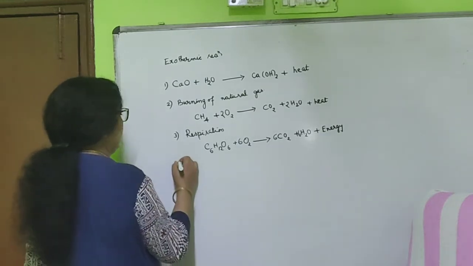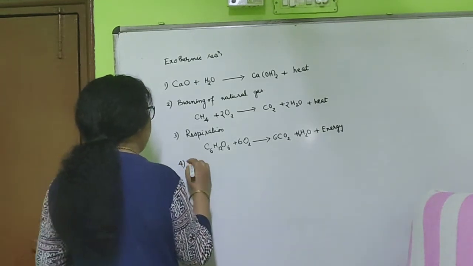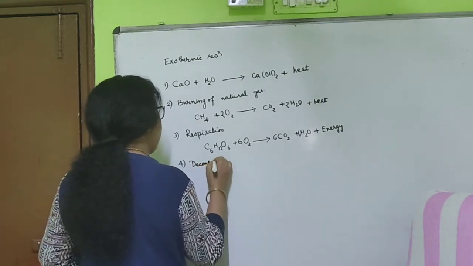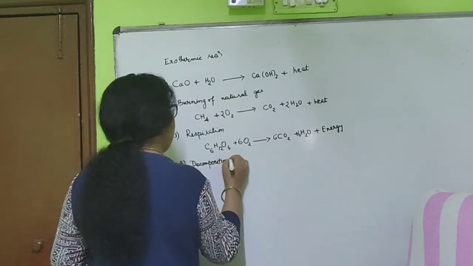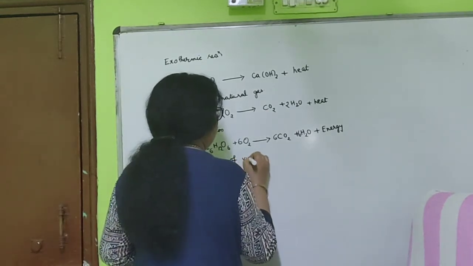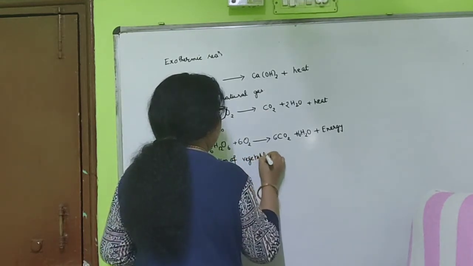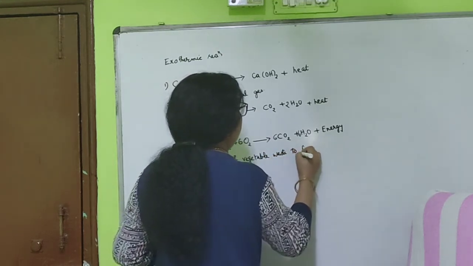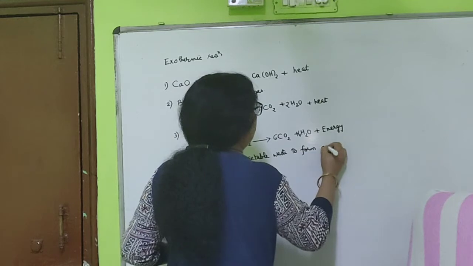And the fourth example for that one is what? Decomposition of vegetable waste to form compost.